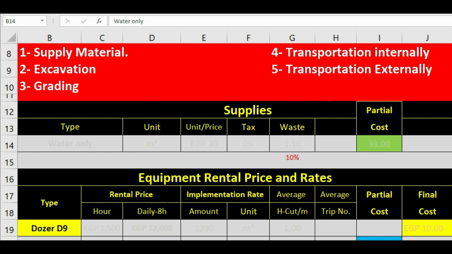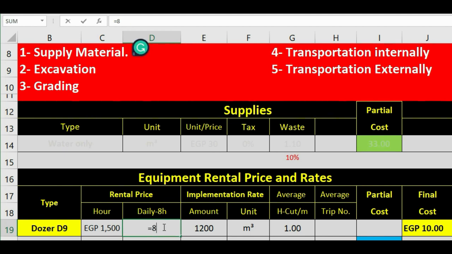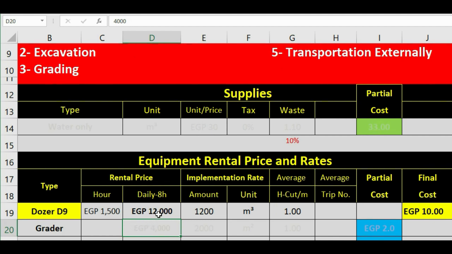Let's go to the excavation cost. We found out that one hour of dozer D9 rent costs 1,500 Egyptian pounds per hour, which means that the daily rent equals 1,500 Egyptian pounds multiplied by 8 hours of daily work, which equals 12,000 Egyptian pounds. Eight hours multiplied by 1,500 equals 12,000 daily rent.